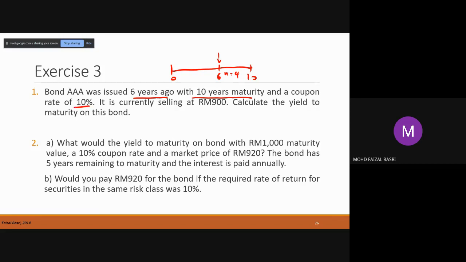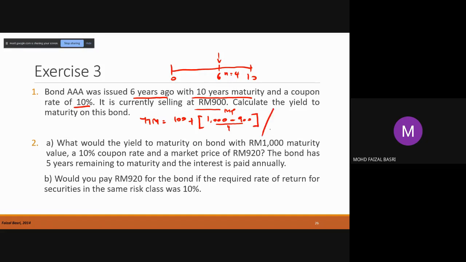The coupon rate is 10%, so we already know our C. And it is currently selling at 900 ringgit, and this is our market price. So calculate the yield to maturity for this bond. For YTM, the coupon is 10%. So 10% times 1,000 is 100 ringgit. Don't forget to put plus. And the par value is 1,000. Current market price is 900 ringgit. And we divide with N, and the N we define as 4 years.